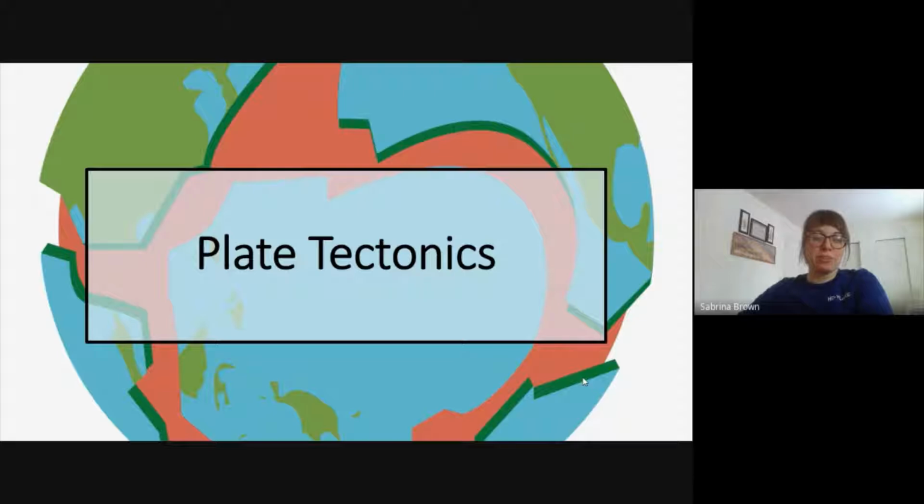Hey guys, so this week we are focusing on plate tectonics. So we're moving away finally from talking about minerals and rocks. And now that we understand the three different classifications of rocks and how rocks are formed on Earth, we can sort of move on to different topics, right?